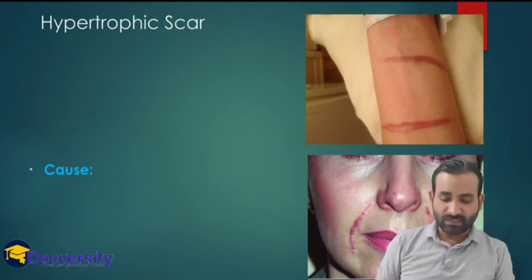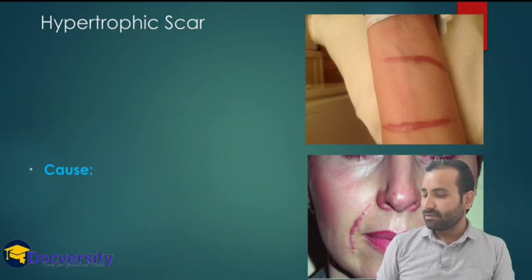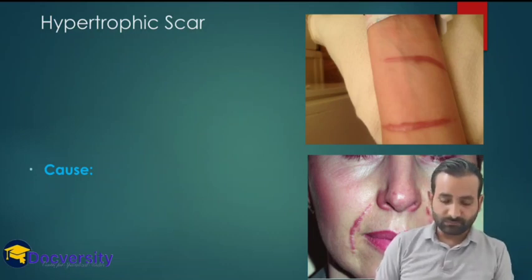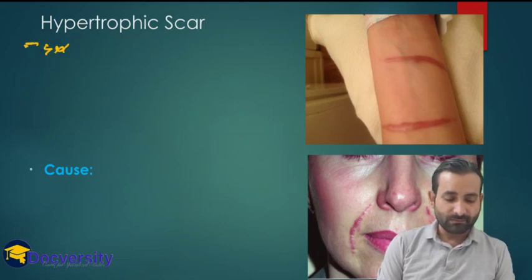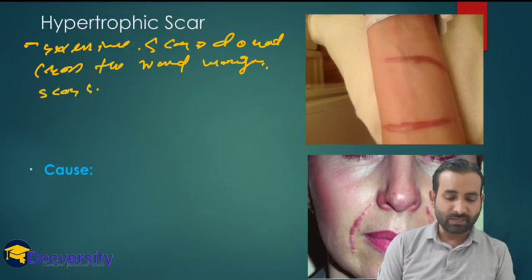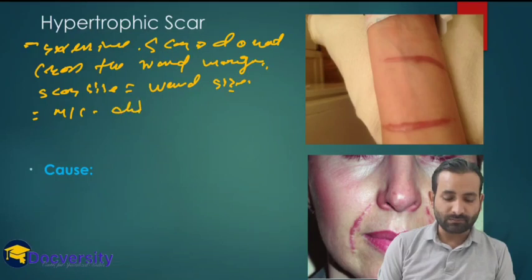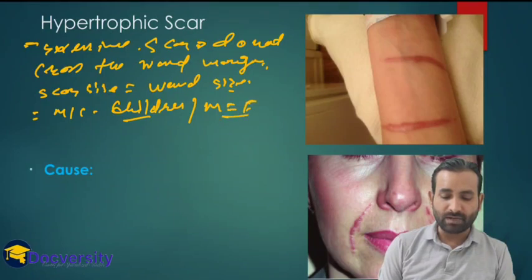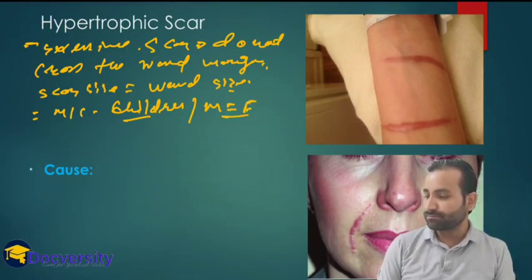Now let's go to the hypertrophic scar. So the hypertrophic scar is the excessive scar tissue, right? They are excessive scar, but they do not cross the wound margin. That means what? The scar size is equal to the wound size. Is that okay? And this is more common in children, and male and female suffer equally in this, right? So you should understand this one.